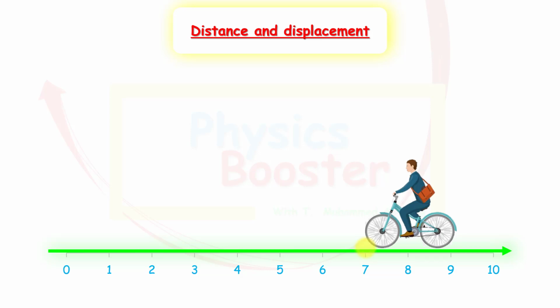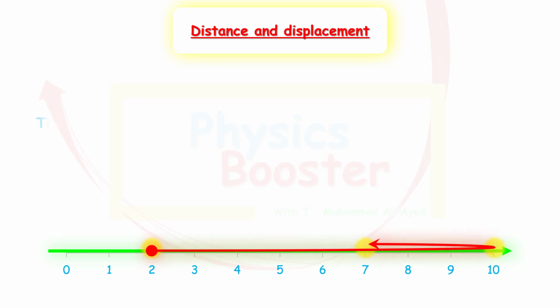7-meter mark. First of all, if I asked you, what is the distance that this man traveled? Well, as you can see, he moved from the 2-meter mark to the 10-meter mark, so this was 8 meters. Then he moved from the 10 to the 7, so this was 3 more meters. In total, the total distance that he moved is equal to 11 meters. So it's quite straightforward and easy.